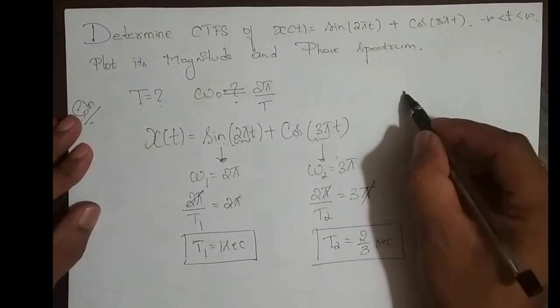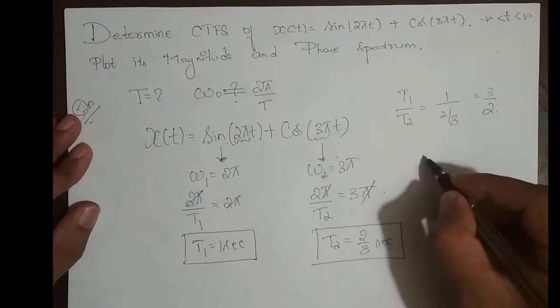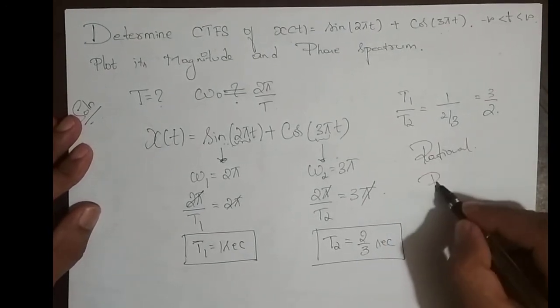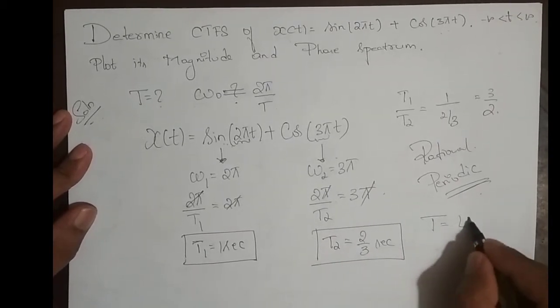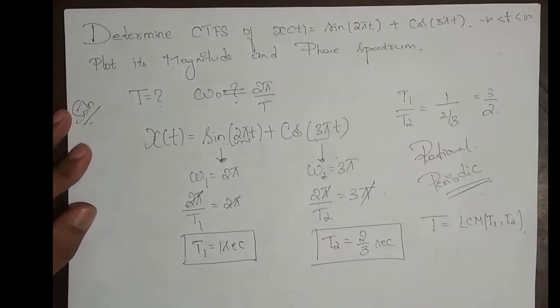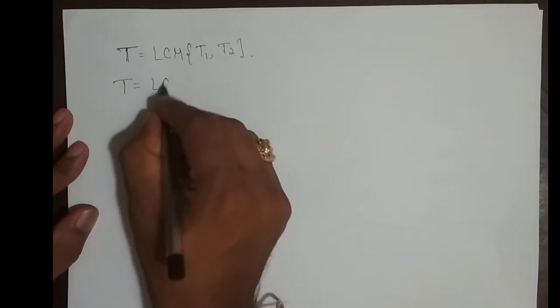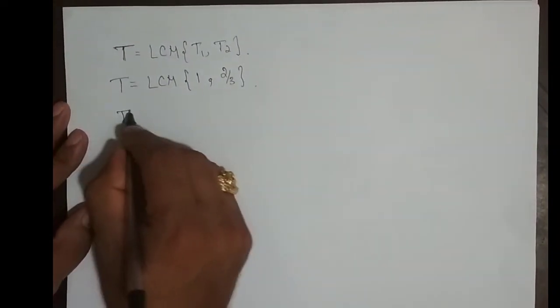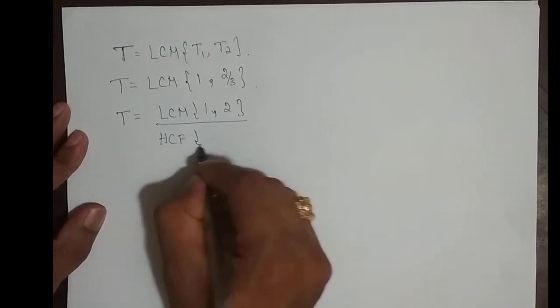Okay, so the ratio T1 by T2 is equal to what? 1 divided by 2 by 3, which is equal to 3 by 2. So it's rational, therefore it's a periodic signal. And how do we check for its fundamental period? The fundamental period T of the combined signal is nothing but the LCM of T1 comma T2. T1 is 1 and T2 is 2 by 3, and this is nothing but the LCM of 1 comma 2 divided by the HCF of 1 comma 3.